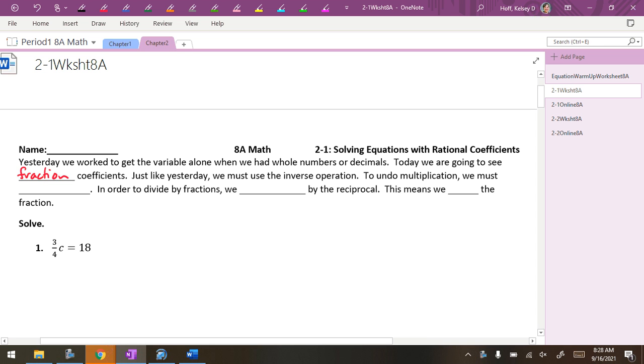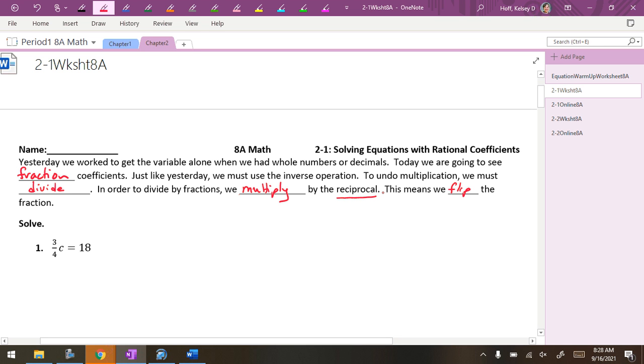And I know that instantly makes people panic. Okay? But we still have to think about inverse or opposite. So to undo multiplication, we are going to divide. Now, here's the tricky part. In order to divide fractions, we multiply by the reciprocal. And this word reciprocal, people are like, I don't know what that means. All it means is flip the fraction.